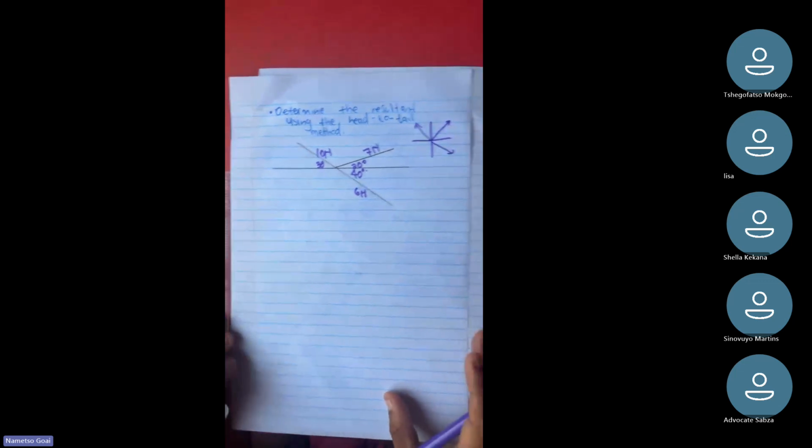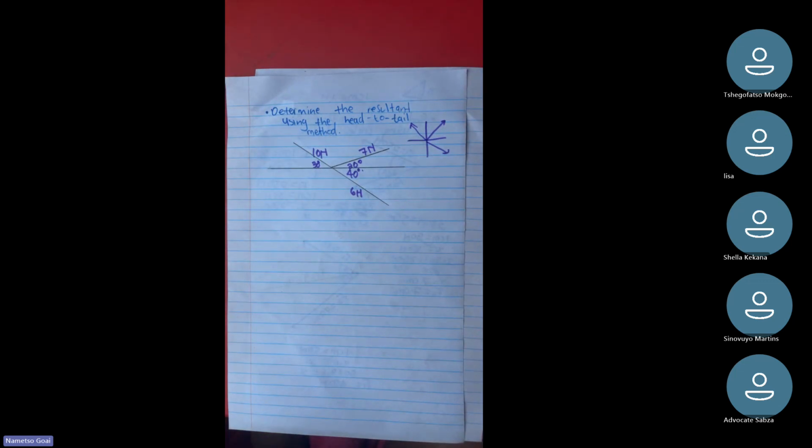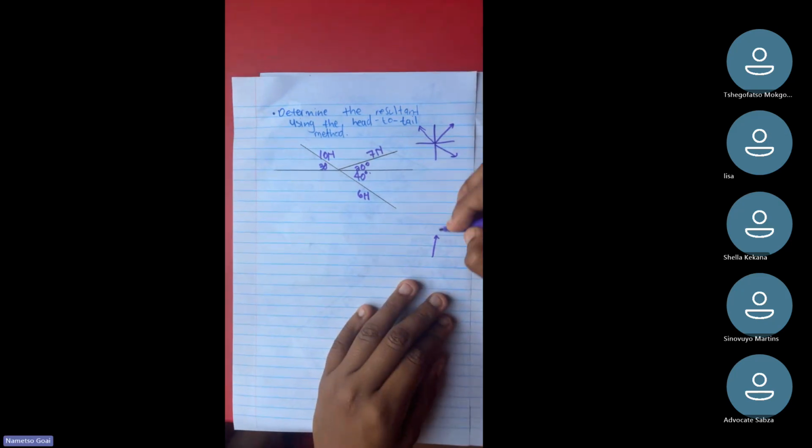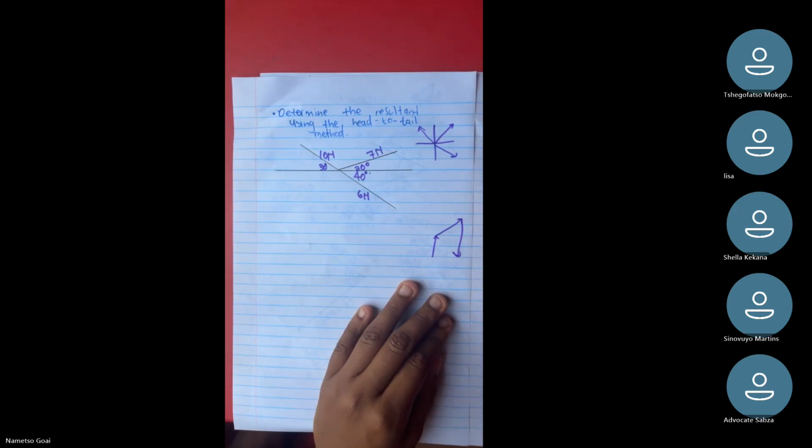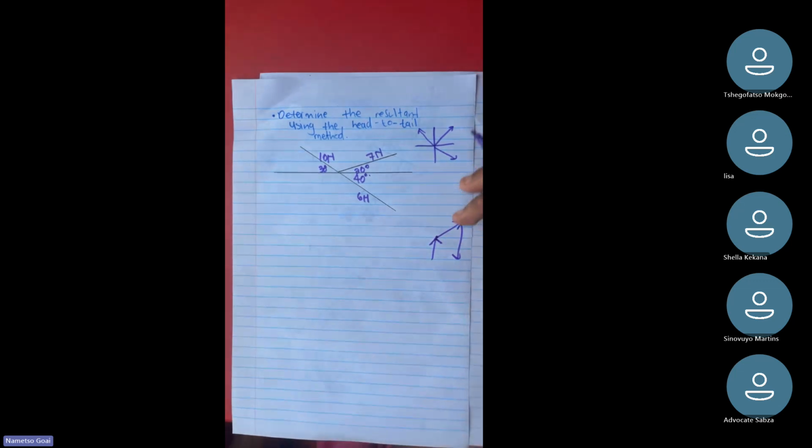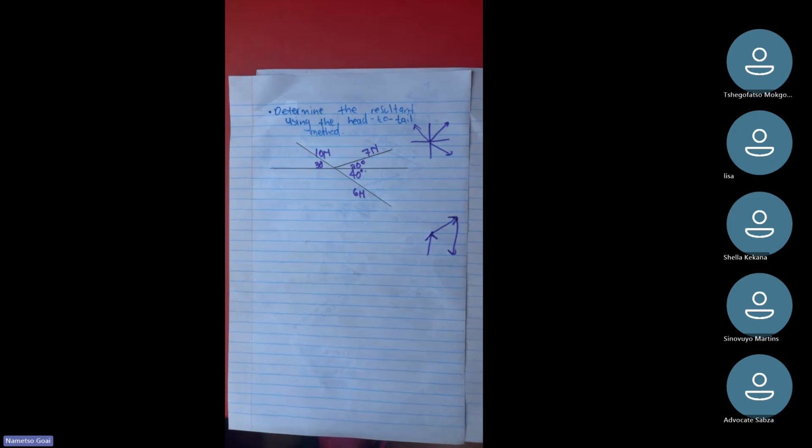So our responsibility in this question is that we have to put them in a head to tail type of setup. What I mean by head to tail is that the head of one should be at the tail of the next, because this is tail to tail. No, this is the head to tail. This is the head. This is the tail. So we're required to do this, right?